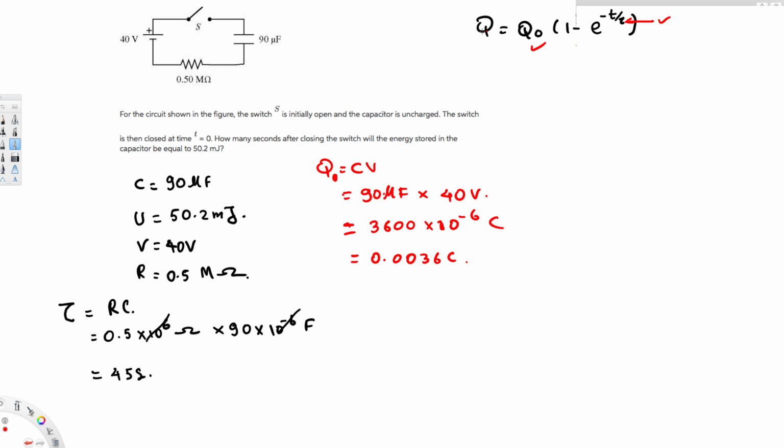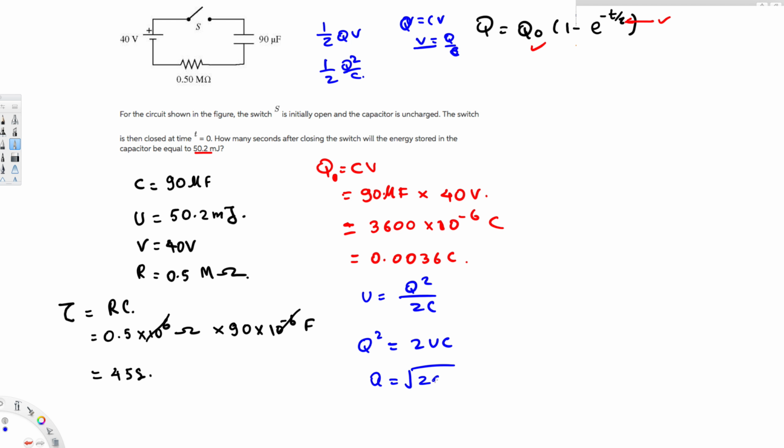Now the only thing we need to know is this Q right here. To find this charge, we have the energy provided, 50.2 millijoule, and we know the energy equation: U is equal to Q squared divided by 2C. This is derived from half QV, where Q is equal to CV, so V is equal to Q over C. We plug Q over C instead of V, and that gives us half Q squared divided by C. So that's how this equation is derived. Let's plug in the values. We are trying to find Q, so Q squared is equal to 2UC. Therefore Q is equal to the square root of 2UC.